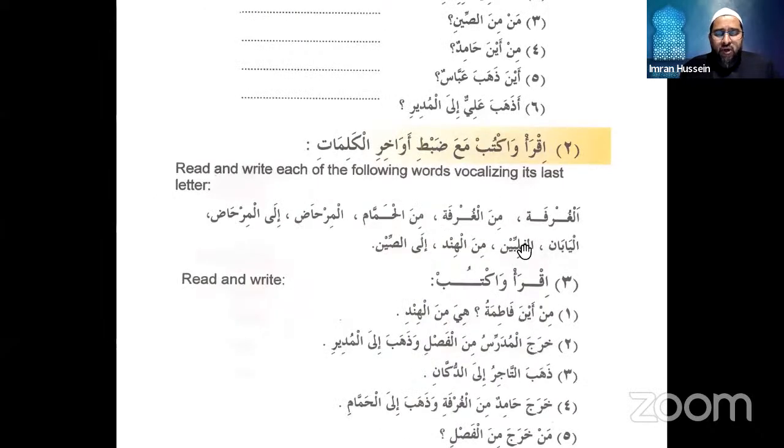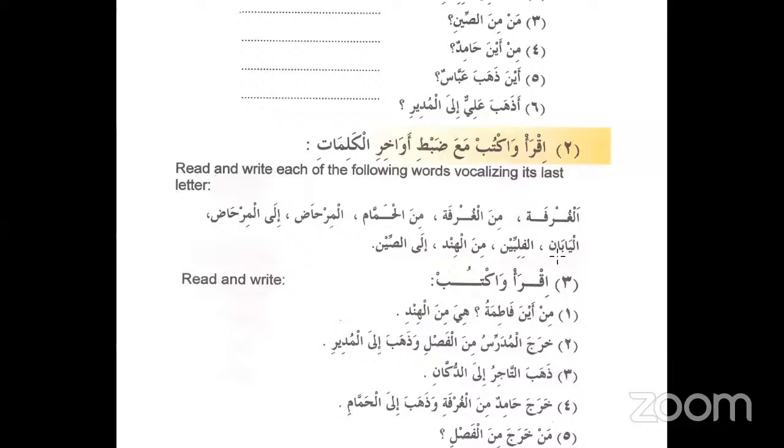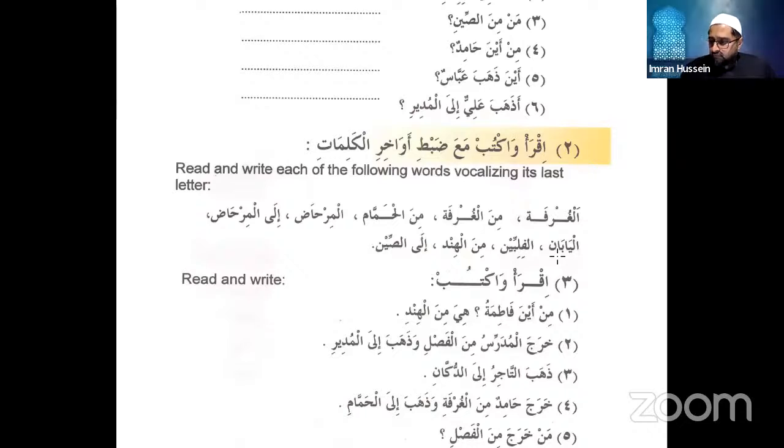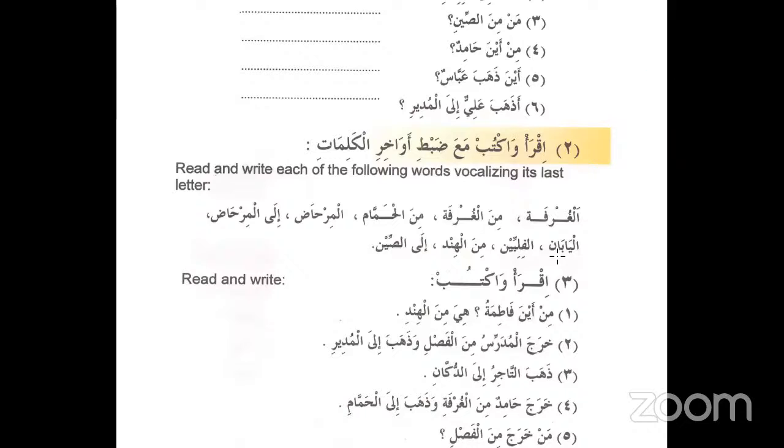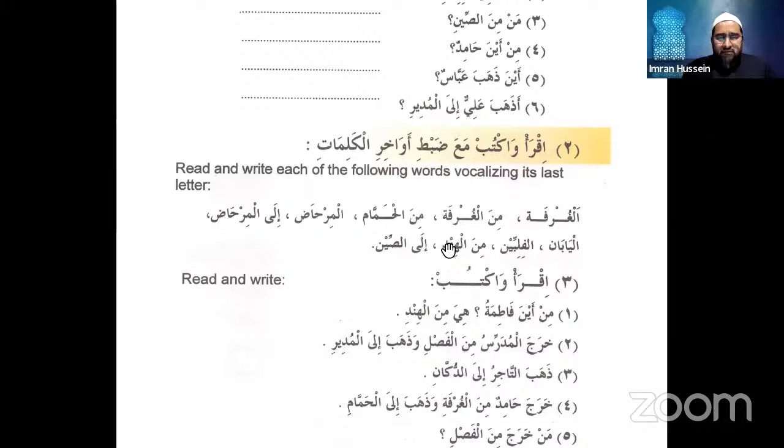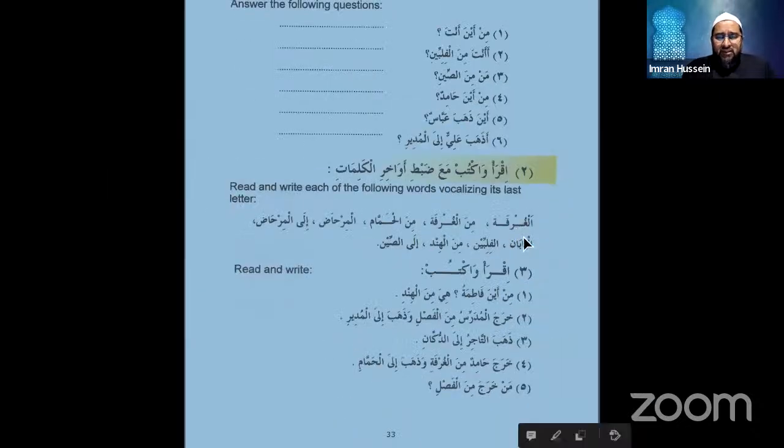Next exercise, Sister Parveen Razai, can you quickly do this exercise? Vocalizing the last letters. من الغرفة. Correct. من الحمام إلى المرحاض. من اليابان، من الفلبين، من الهند إلى الصين. Correct.